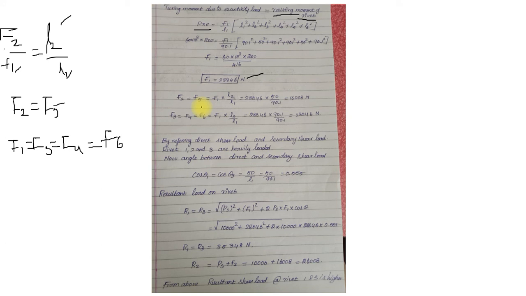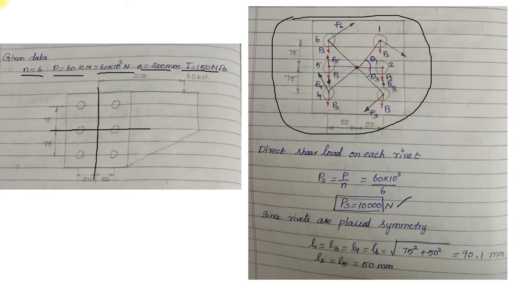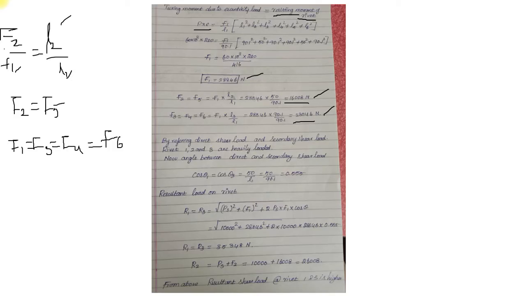Now we have to compare, whether this is the higher value or this is the higher value. By looking at the numerical values, we can find that the shear load on these particular rivets is very high. Okay, let us come back to our diagram here. You can see here we are having 1, 2 and 3, where the load will be very high.